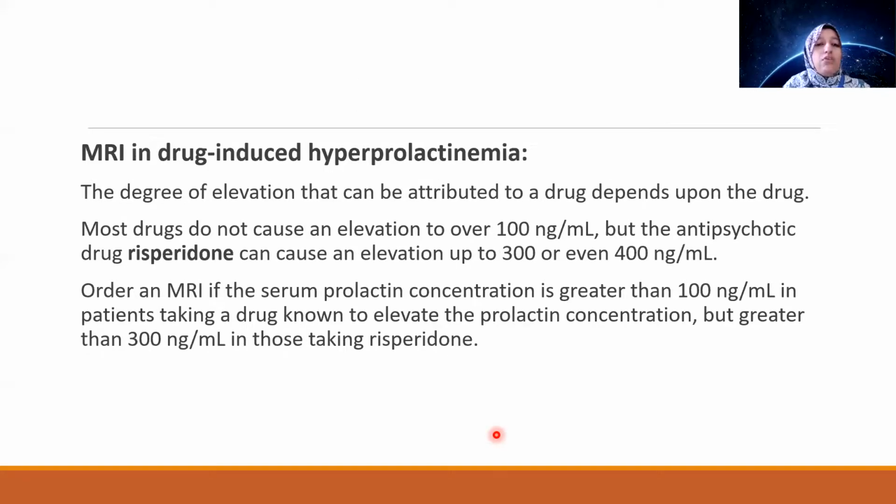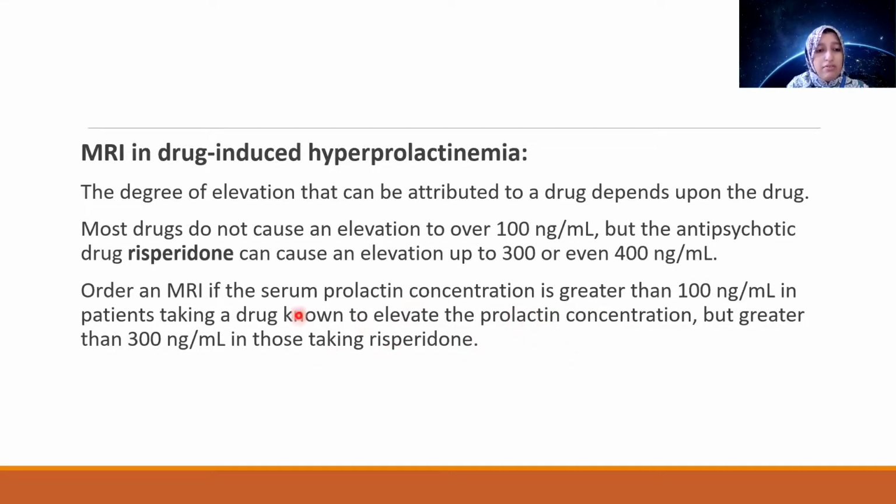Now, when do you order an MRI in drug-induced hyperprolactinemia? Again, I've told you earlier that it depends on the degree of elevation of the prolactin, and most drugs will cause an elevation up to around 100, but certain antipsychotics like risperidone can cause levels up to 400. And here you have to be careful. You have to stop the drug in line with the psychiatrist and see if the levels come down. If they don't, then you have to go for an MRI.